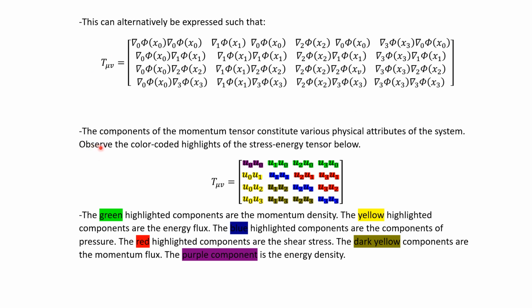The components of the stress-energy tensor constitute various physical attributes of the system. Observe the color-coded highlights of the stress-energy tensor. The green highlighted components are the momentum density. The yellow highlighted components are the energy flux. The blue highlighted components are the components of pressure. The red highlighted components are the shear stress. The dark yellow components are the momentum flux. And the purple component is the energy density.